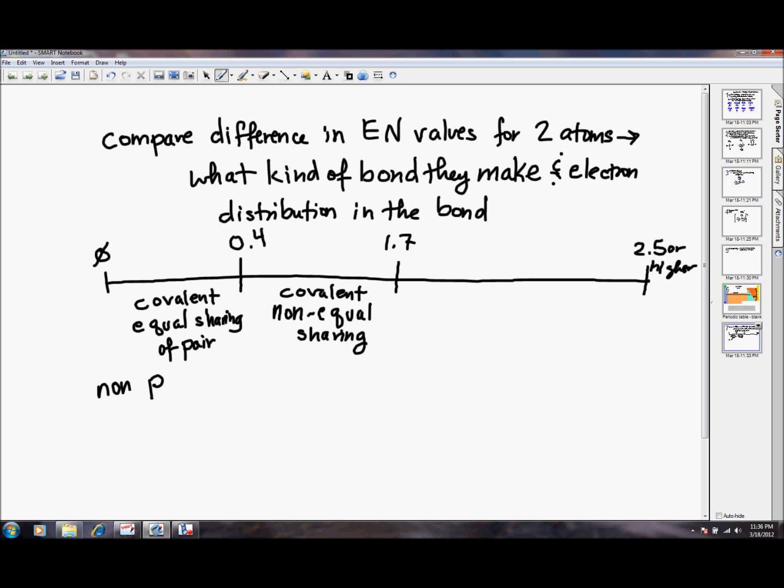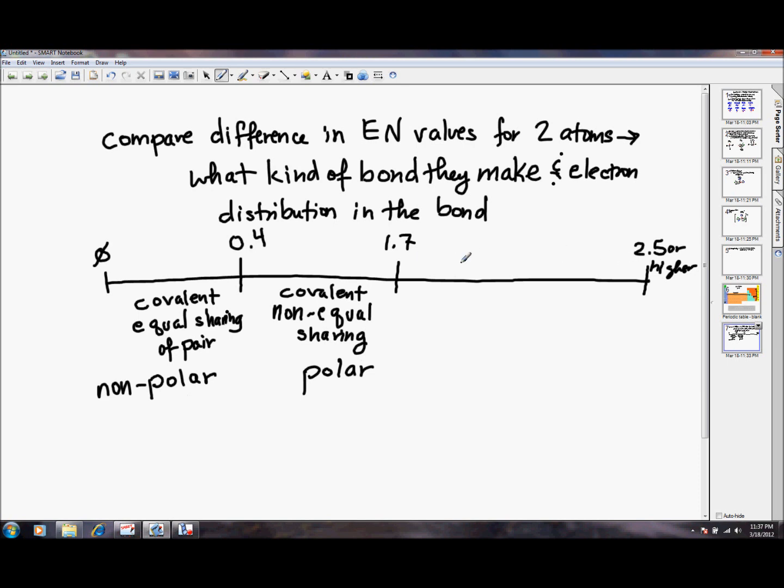So we call this one non-polar, and this is called polar. Okay, and we'll come back to what those terms actually mean. Why do we call equal sharing non-polar and non-equal sharing polar? What does that mean? We'll come back to that in just a minute. But let's talk about this.